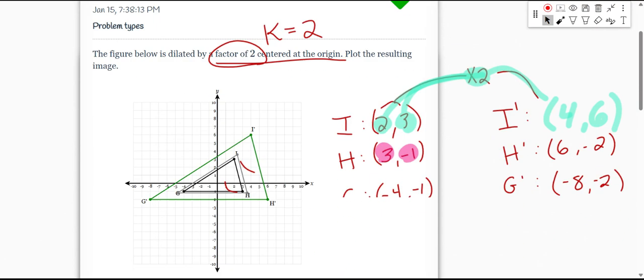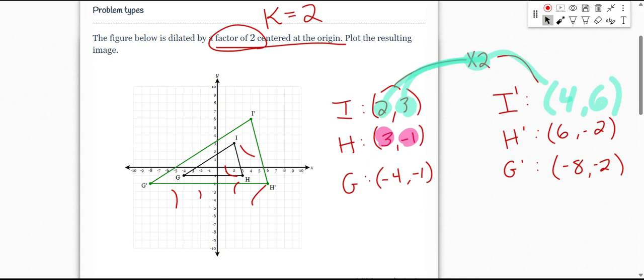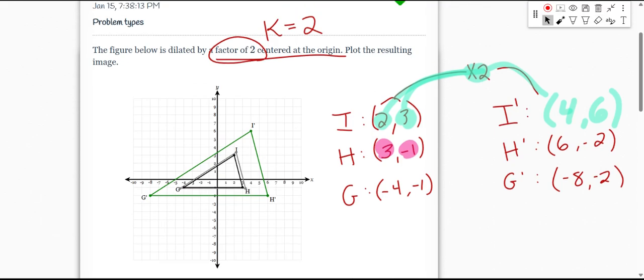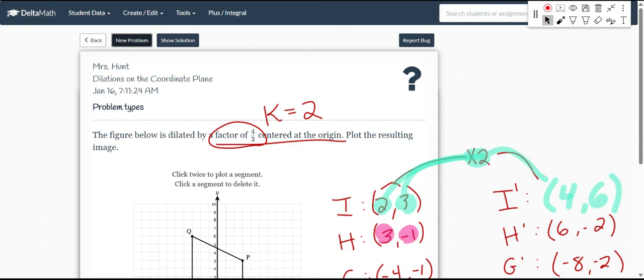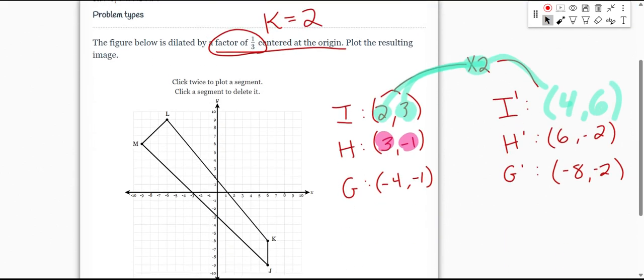We got a little check mark, looks pretty good, and there's also an animation. So take a look at that animation. The figure's getting bigger. Let me see if I can find another one where the scale factor is a fraction. Here we go.